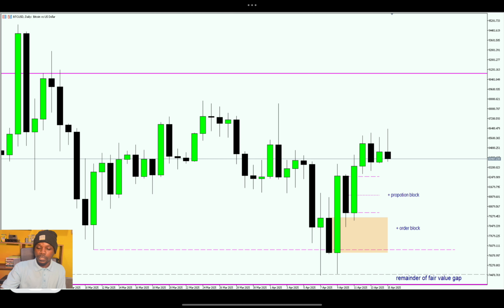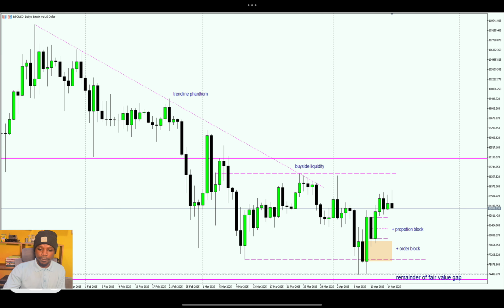Now watch this. That second order block that has been formed, which ICT calls a propulsion block, price hasn't actually traded back into it. We could see that all price did was rally away from it. Price hasn't actually retraced back into that propulsion block. So what we're expecting is that price would necessarily retrace back into that propulsion block, and then we want to see a surge up higher.